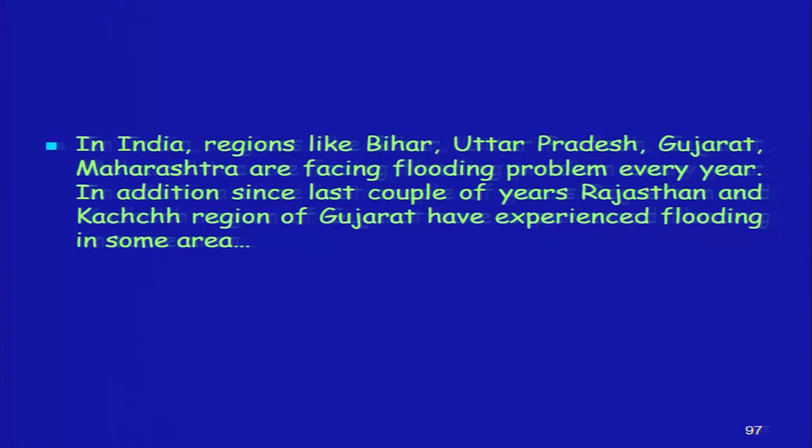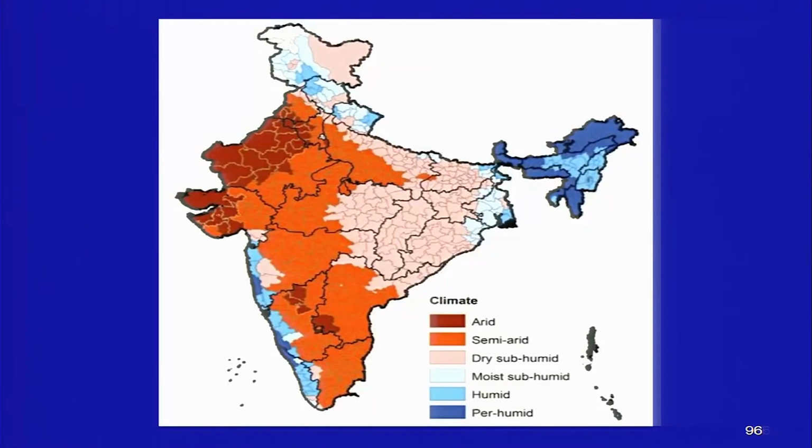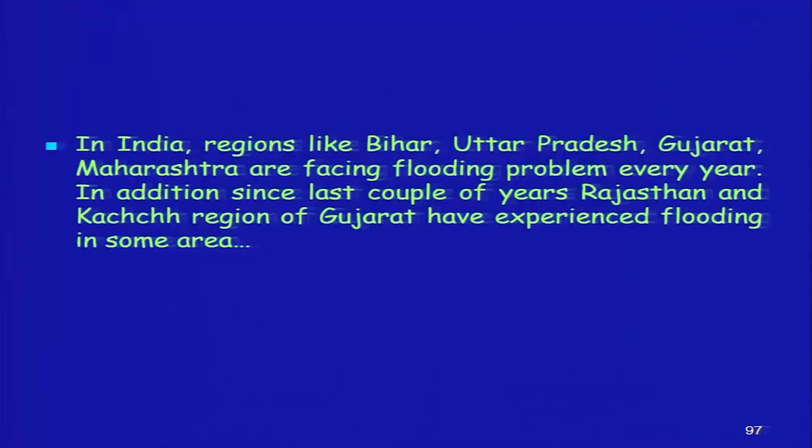Now, in India, regions like Bihar, Uttar Pradesh, Gujarat, Maharashtra are facing flooding problems every year. In addition to that, since the last couple of years, if you look at the Rajasthan and Kutch region, Kutch region is arid, which receives less rainfall, and Rajasthan is again an arid or semi-arid area which receives less rainfall. They are also experiencing flooding.